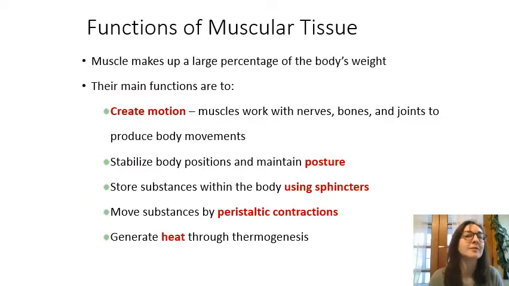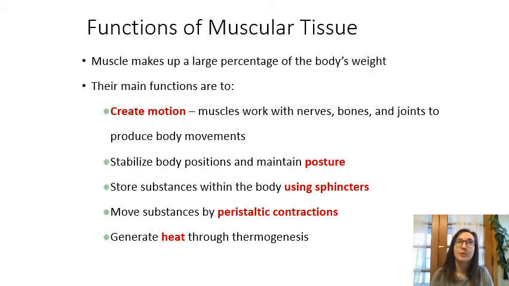All right, so the functions of your muscle tissue are to create motion. Essentially, muscle tissue is for moving stuff around. So we use our muscle tissue to move your body around, right? Skeletal muscle attaches to bones and helps to move those bones around. We use it for our posture to help stabilize us and keep us walking upright.